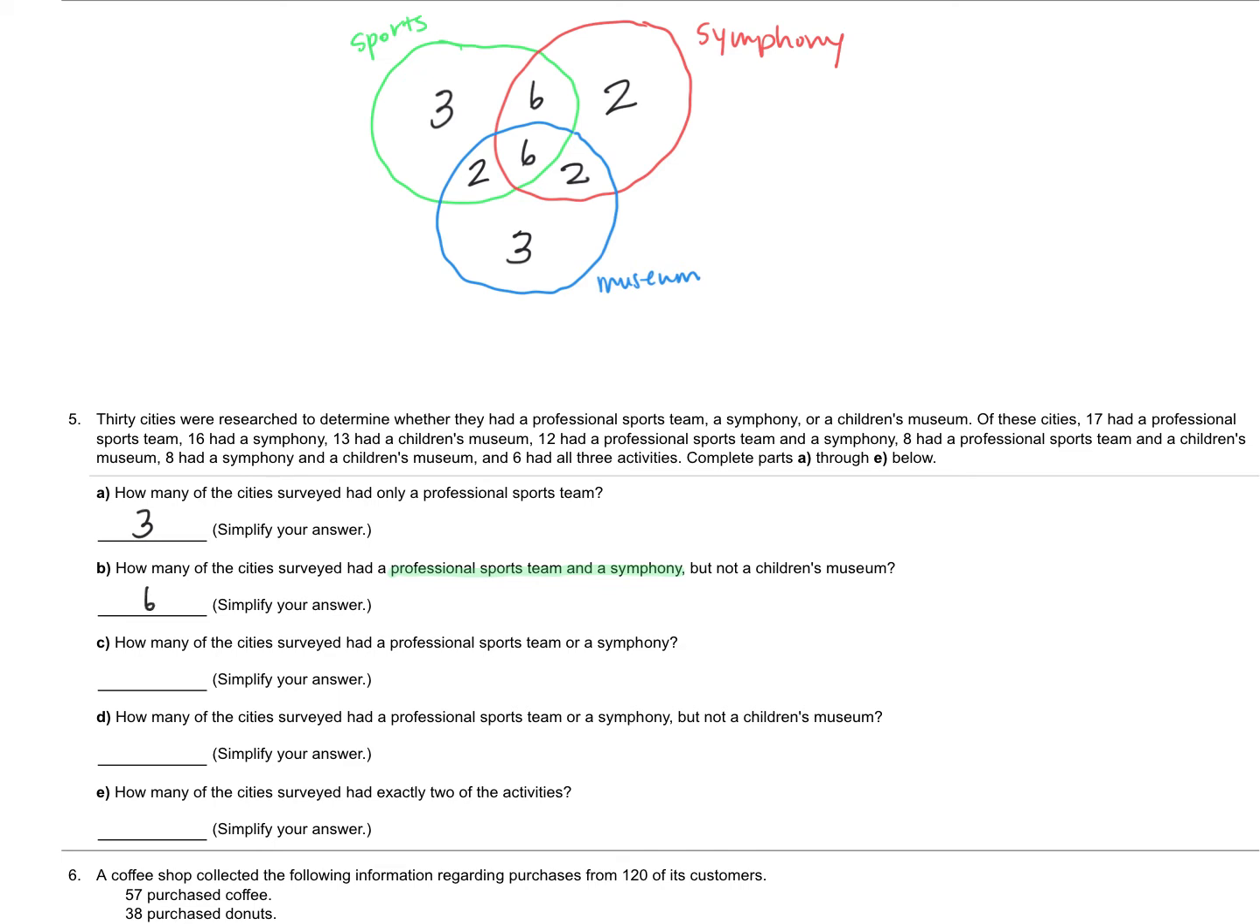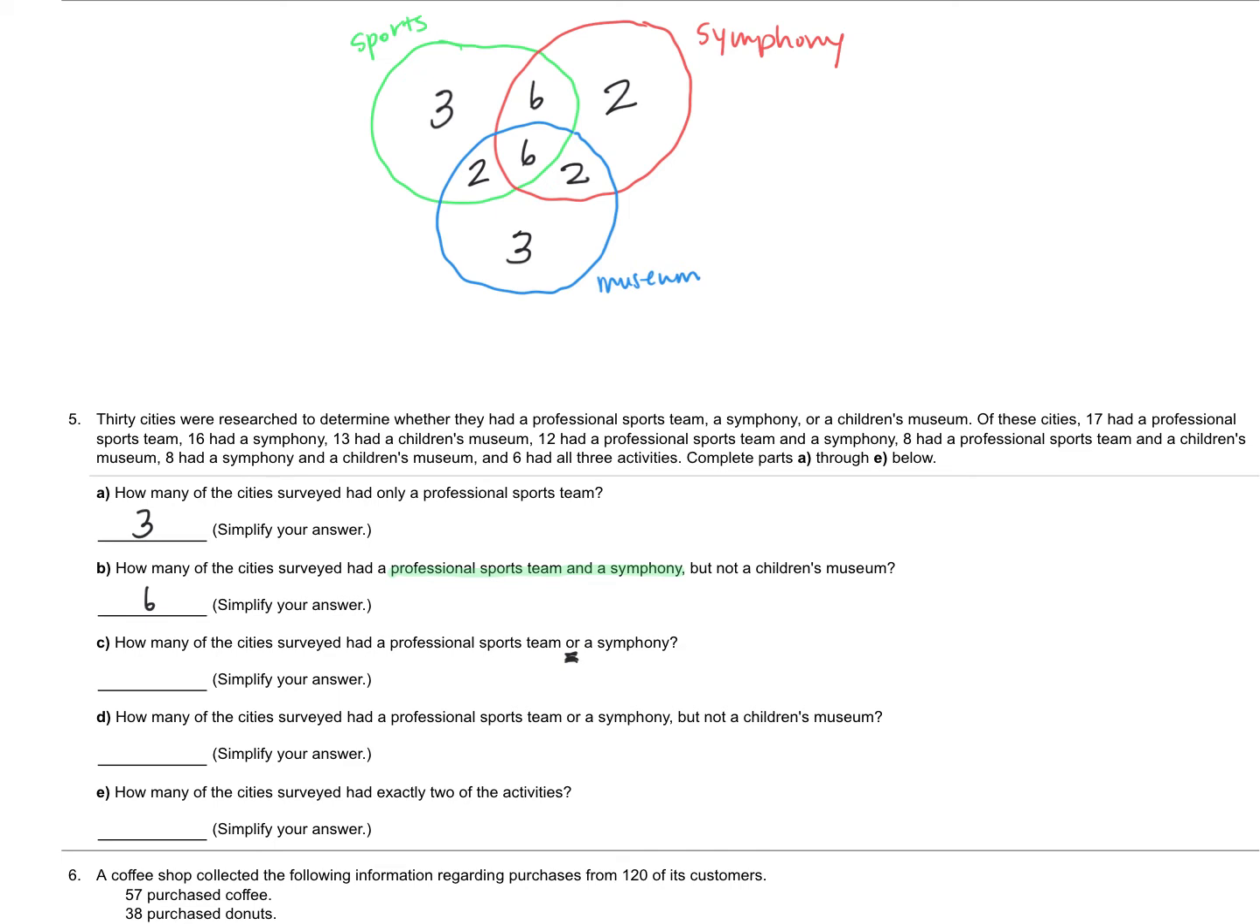Part C. How many of the cities surveyed had a professional sports team or a symphony? "Or" is the key word here. That means it could be in the green circle for sports, or it could be in the red circle for symphony, and that would count. So the green circle, the sports, there's everything in green, or the symphony. So that would be the answer when we add up all those numbers.